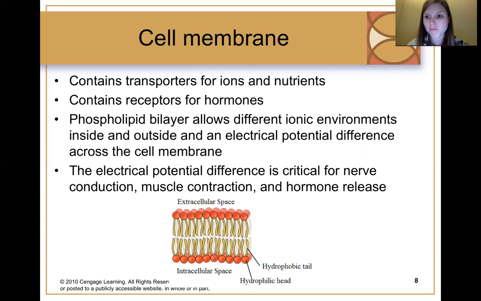An easy way to keep that straight is hydrophobic. If you have a phobia of something, you're scared of it, right? So hydrophobic just means that they don't want to be near water. So they point towards the inside. That's what gives this plasma membrane its shape. And that's really, really important for things getting in and out of the cell.